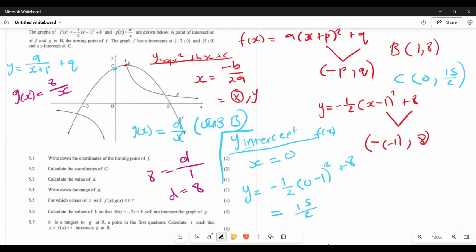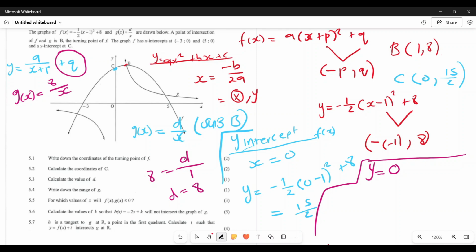Now, they want me to write down the range of my g of x graph. Remember, your g of x is a hyperbola, and whenever you're determining range and domain on your hyperbola, you need to take into consideration your asymptotes. But now, for this question, they want the range. So first, I need to identify my y asymptote. And my y asymptote on my hyperbola would be my value of q. But as I've said, on my g of x, I don't have a value of q, meaning that my y asymptote would be 0, right? So basically, this is the line my graph must never touch.